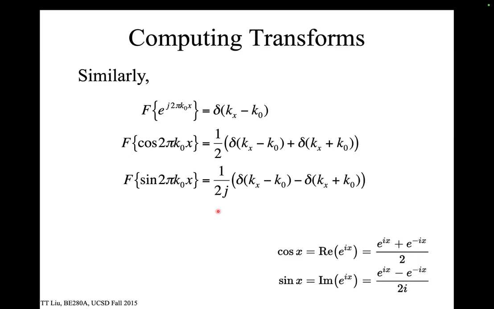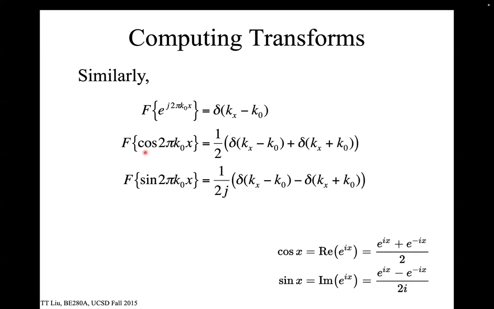What else do we have? The Fourier transform of a phasor that is oscillating at a frequency k naught x in the spatial domain. When I take the Fourier transform of that, I get a delta function, a single frequency. I'm sorry, it's a single frequency at the offset k naught, which is this point here. So it's a delta function with a shift to k naught. So it's a single spike in the Fourier domain.